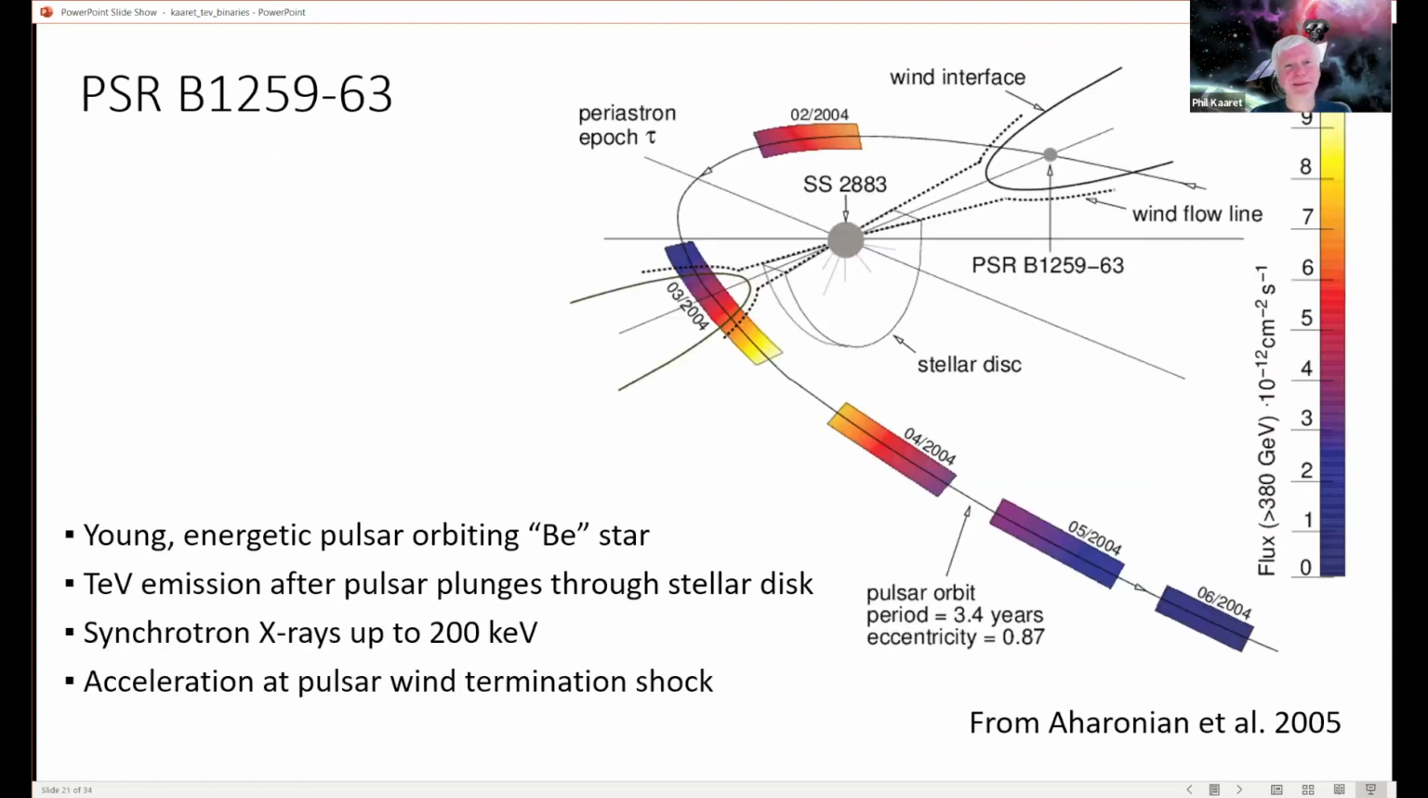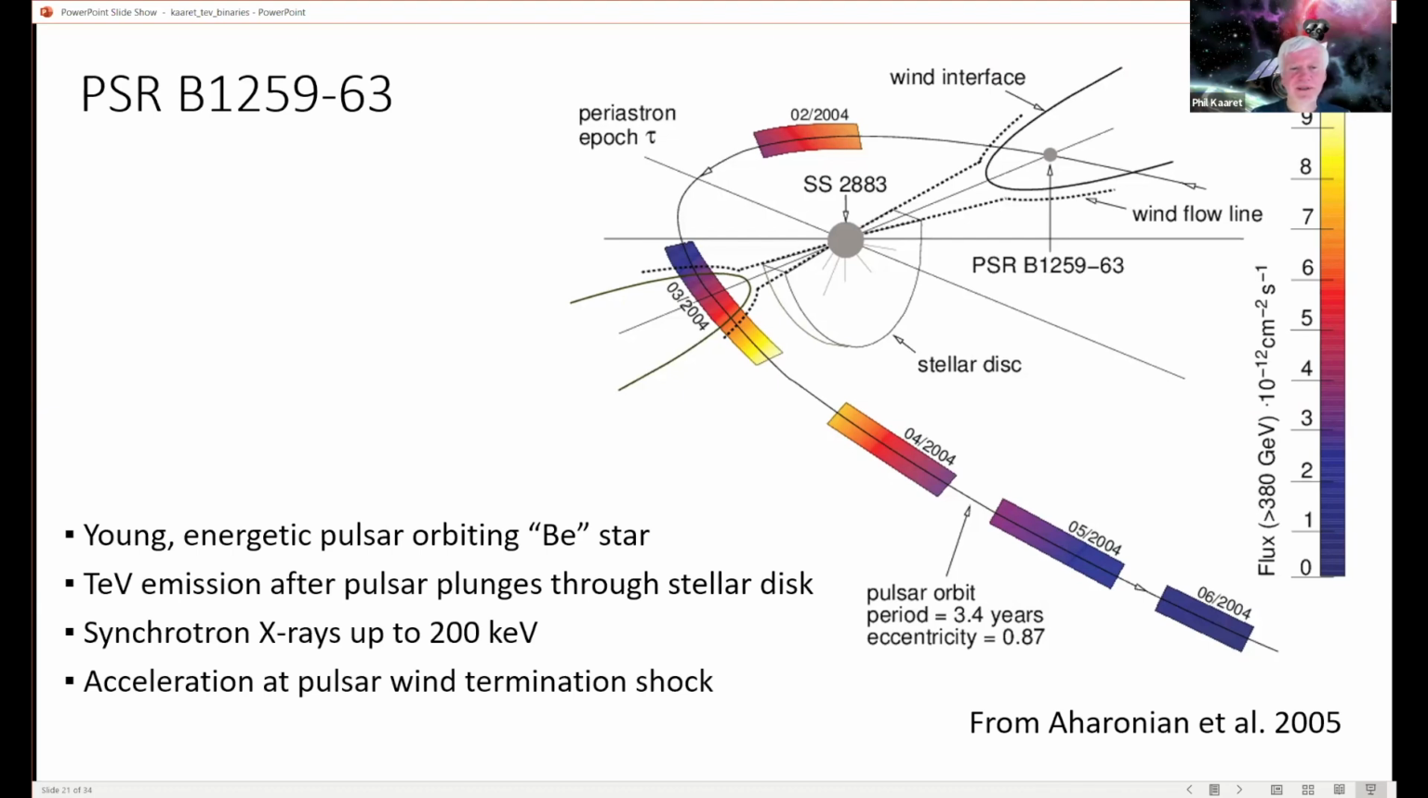Okay, so now I'm going to go on to the other TeV binary, which I'll talk about, which is PSR B1259-63. And this was, again, talked about a couple of weeks ago. It's a very famous source from the HESS results. It's a young energetic pulsar orbiting a Be star. It's actually an O star with outflows.